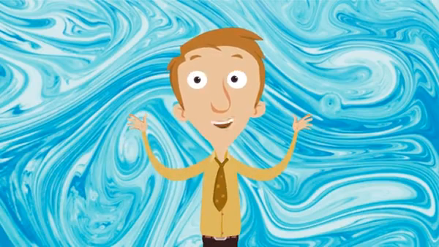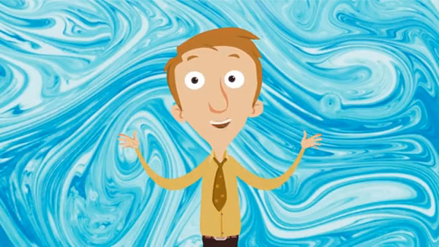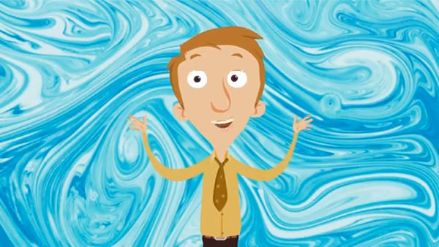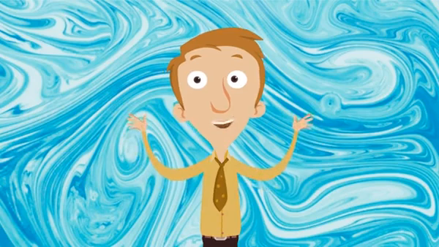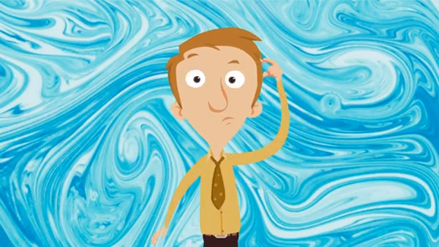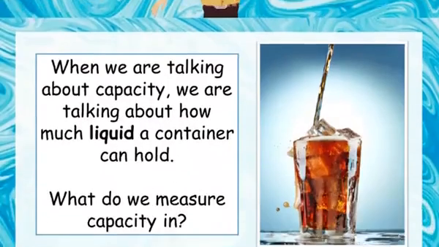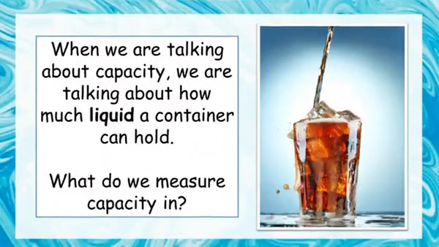What do you think we are talking about when we say we're measuring the capacity of something? Pause the video and write down an answer. Well, when we talk about capacity, we're talking about how much liquid a container can hold inside of it. Just like this glass of Coke over here that is quite clearly over capacity by the looks of things.